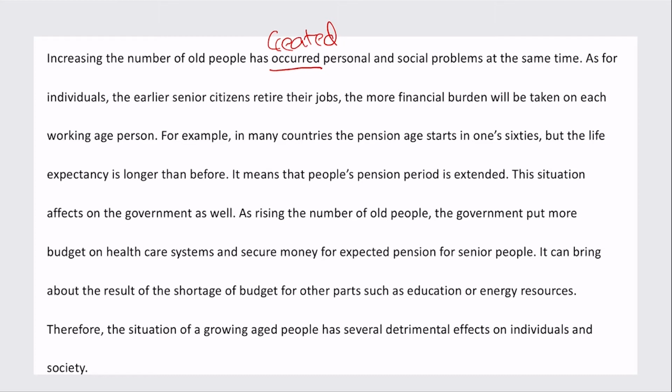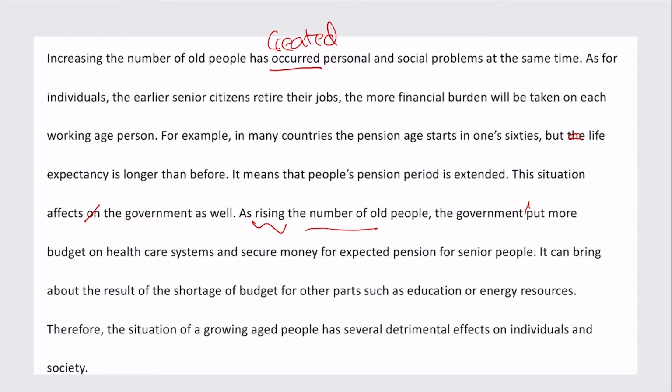As for individuals, the earlier senior citizens retire their jobs, the more financial burden will be taken on each working age person. For example, in many countries, the pension age starts in 160s, but the life expectancy is longer than before. It means that people's pension period is extended. This situation affects the government as well, as rising the number of old people, the government put more budget on healthcare systems and secure money for expected pension for senior people can bring about the result of the shortage of budget for other parts such as education or energy resources. Therefore, the situation of a growing age people has several detrimental effects on individuals and society.